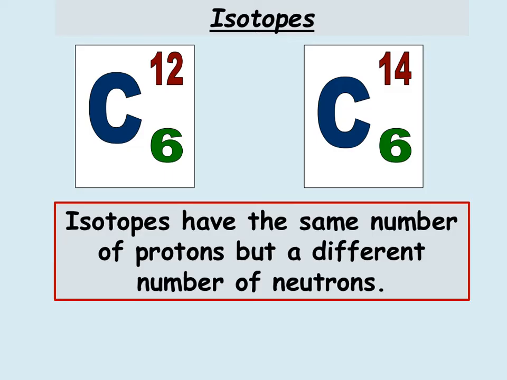We're now going to have a quick look at isotopes. So isotopes are the same number of protons but a different number of neutrons. So usually we have carbon-12, but you can see that carbon-14 has got 2 extra neutrons, but the same number of protons. So carbon-14 is an isotope of carbon-12.